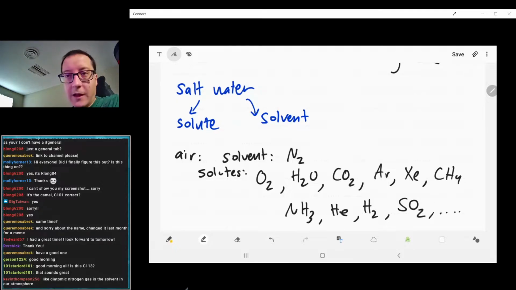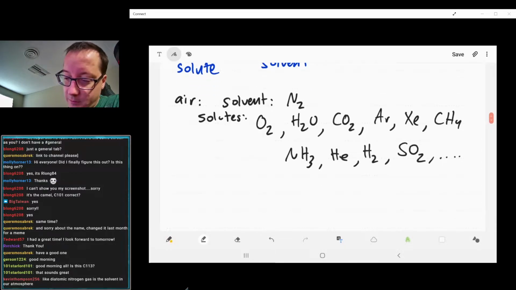Dot, dot, dot. At some point these become trace solutes where they don't really matter as much. The amount of helium in the atmosphere is really, really small because helium just zips off and goes into space. Because it's so small, it can move fast enough to escape from the Earth. But something like CO2, which is a pretty heavy molecule, those are more important gases that stick around. So, yes. Cool. Awesome.